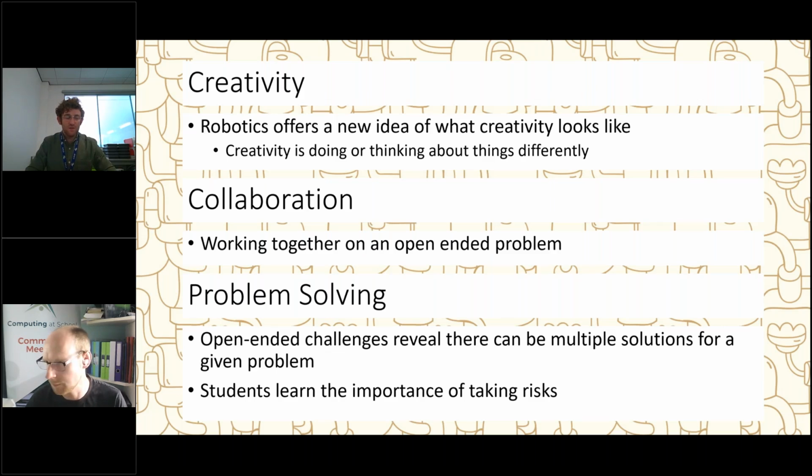In terms of creativity, the open-ended nature of robotics allows for a huge amount of creativity. Some of these I'm going to be talking about in a while. The collaboration aspect means our students will have to work together to solve an open-ended problem, which we'll discuss. And the problem-solving aspect of it, due to working as a team and on creative tasks, allows open-ended challenges where there are multiple solutions for a given problem. And the students are going to learn the importance of taking risks, of taking chances to try and solve these problems. It moves away from there being one set answer to a question, towards a plethora of different ways of looking at a solution.